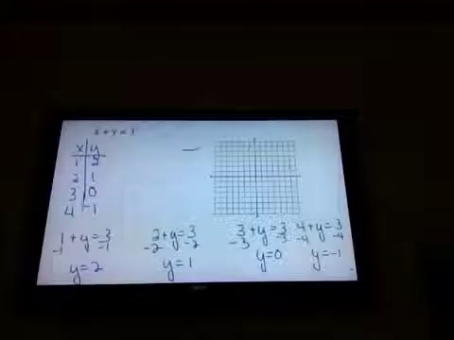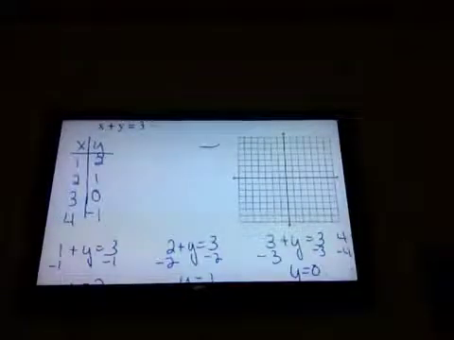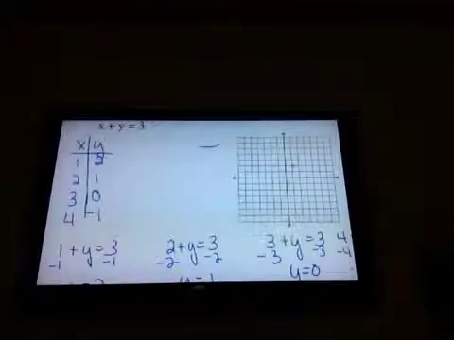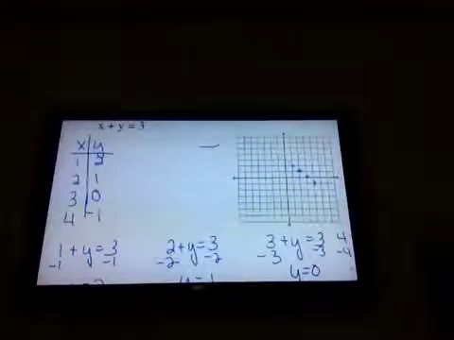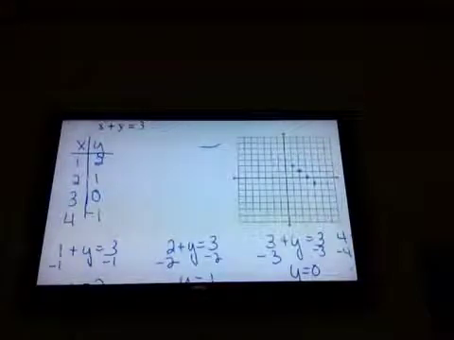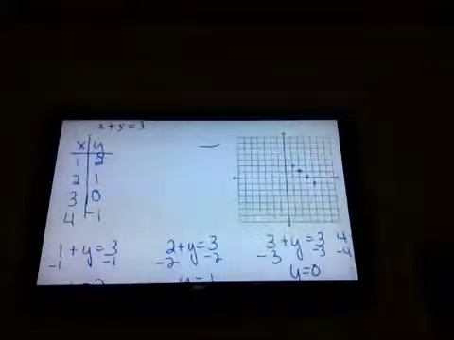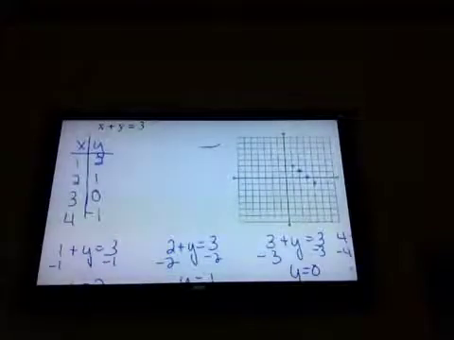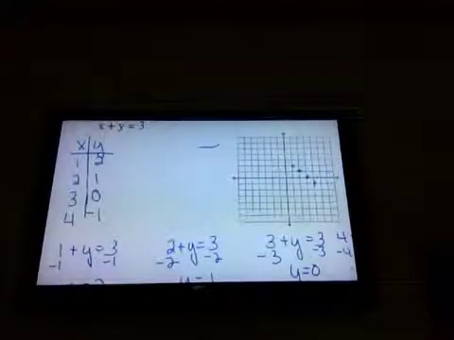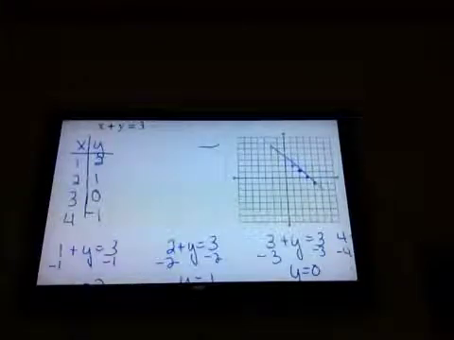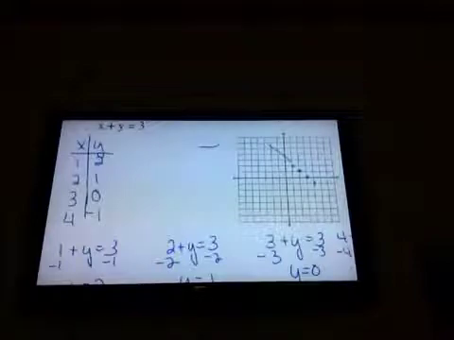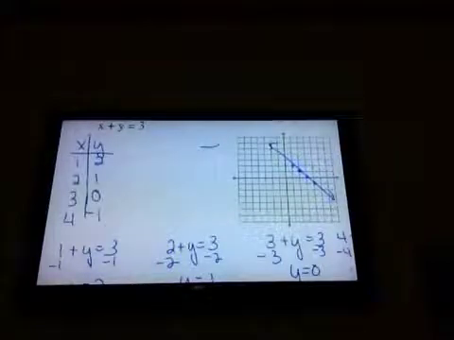The first one is 1, 2. 2, 1. I'll go ahead and plot my 3, 0. And 4, negative 1. When you connect these points, you should get a straight line. If you don't get a straight line, then you'll know something's wrong. Because if they don't form a line, one of the ordered pairs is not correct, or more than one. Oops, not a good line. And I draw my line.